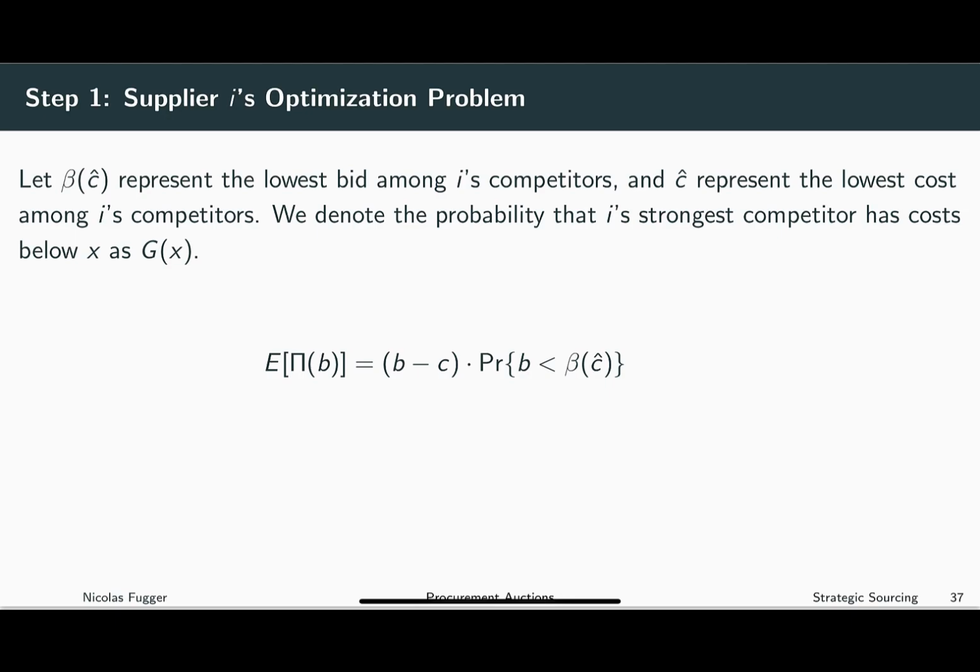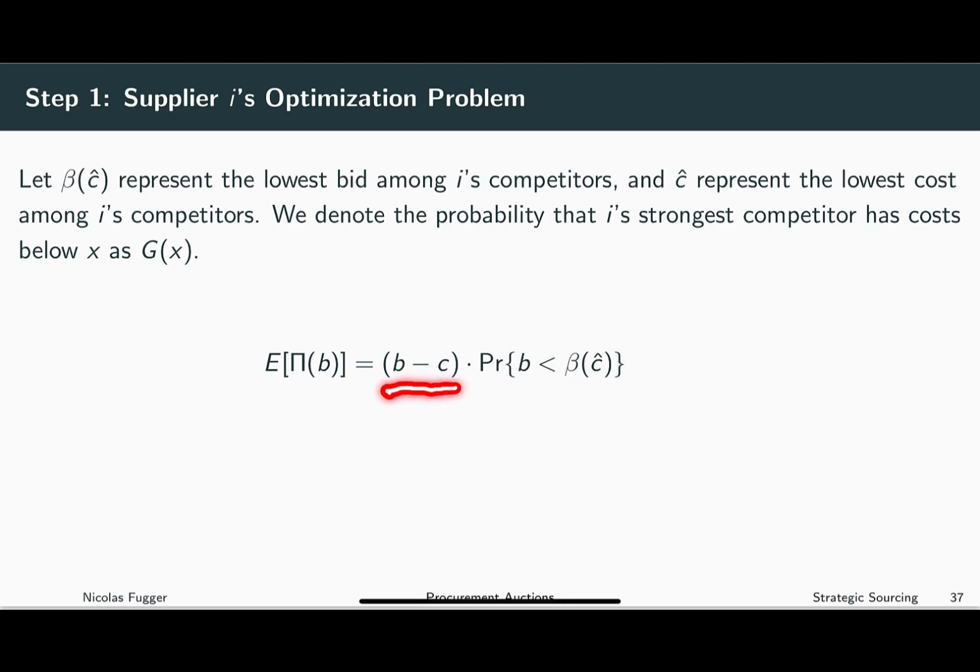In this video, we want to investigate the equilibrium bidding strategy in a first price sealed bid procurement auction. We start with supplier I's optimization problem and by writing down supplier I's expected profit.